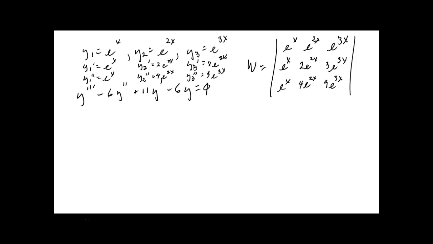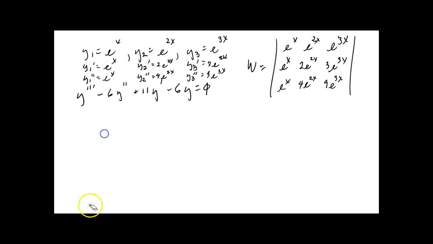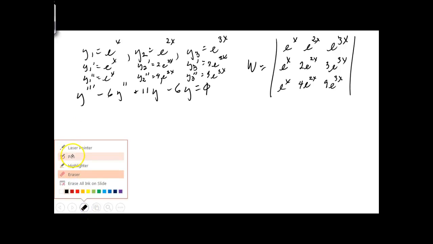Okay. Do you remember how to do a 3 by 3? There's a little trick. It only works for 3 by 3s. And here's what you do. You do e to the x, e to the 2. What I'm going to do, rather than writing it over again, I'm going to cheat.